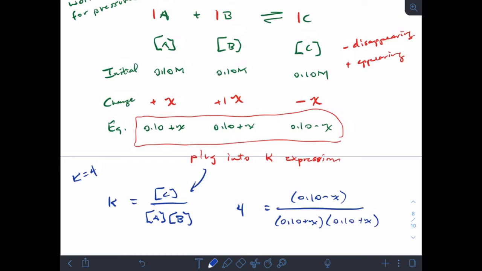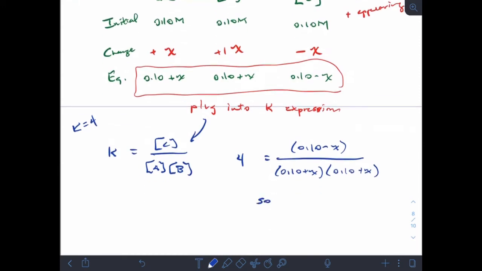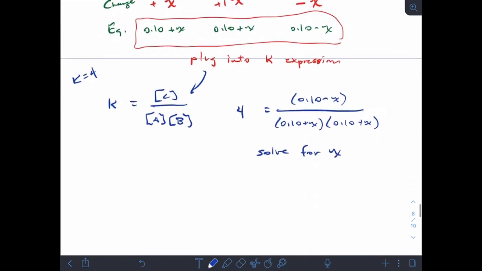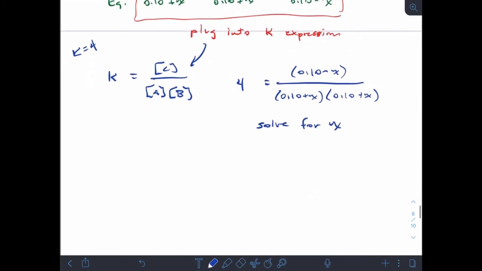Okay, so I've taken the equilibrium line of my ICE table and plugged it into my K expression, right? And now we solve for X, right? And in this case, the math is super fun. So what we end up with, hopefully everybody remembers how to FOIL and do all these wonderful things in solving for X with a quadratic. So let's go ahead and go through some of that.